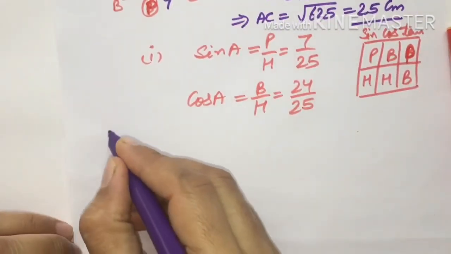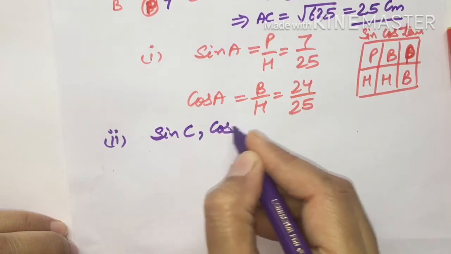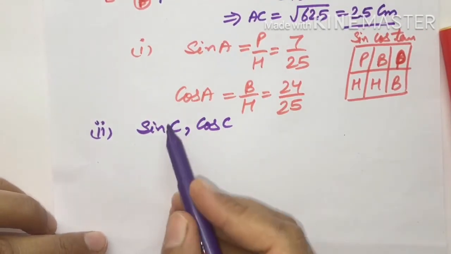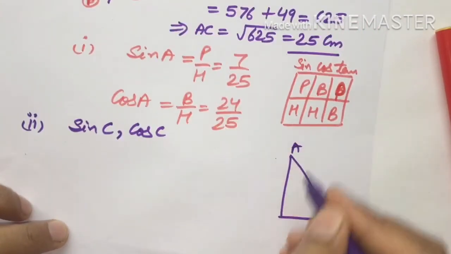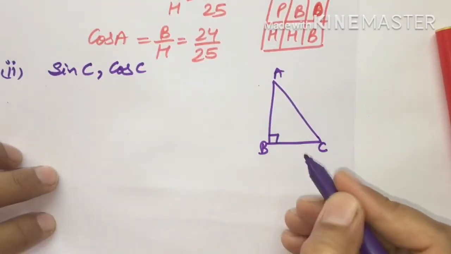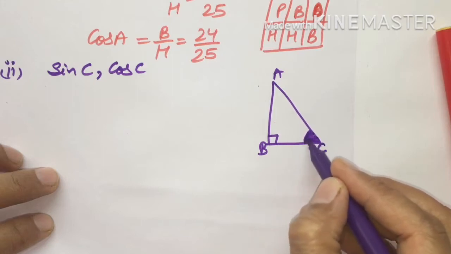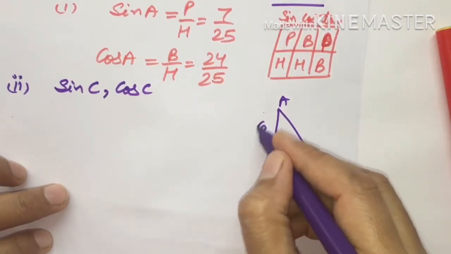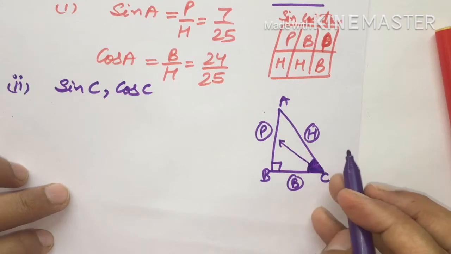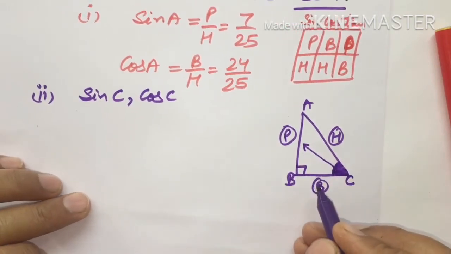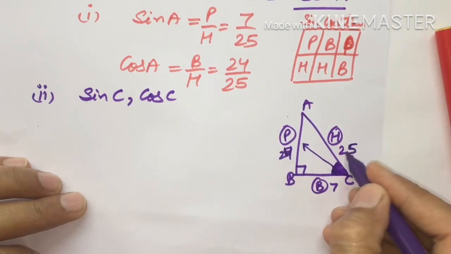In this way we can find out our second part, sin C and cos C. Remember students, now the reference angle is C. So we have to make this triangle again, triangle ABC, 90 degrees at B, but now we are talking about this angle. Now this is our reference angle, angle C. According to this, this is perpendicular now, this is base and this is hypotenuse. So now we can put values in sin C and cos C. AB is 24 and AC is 25.